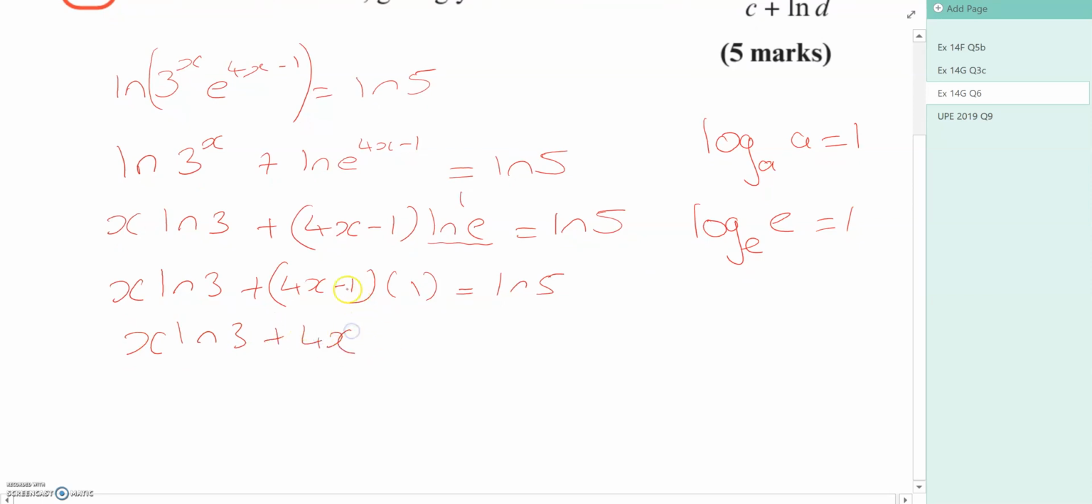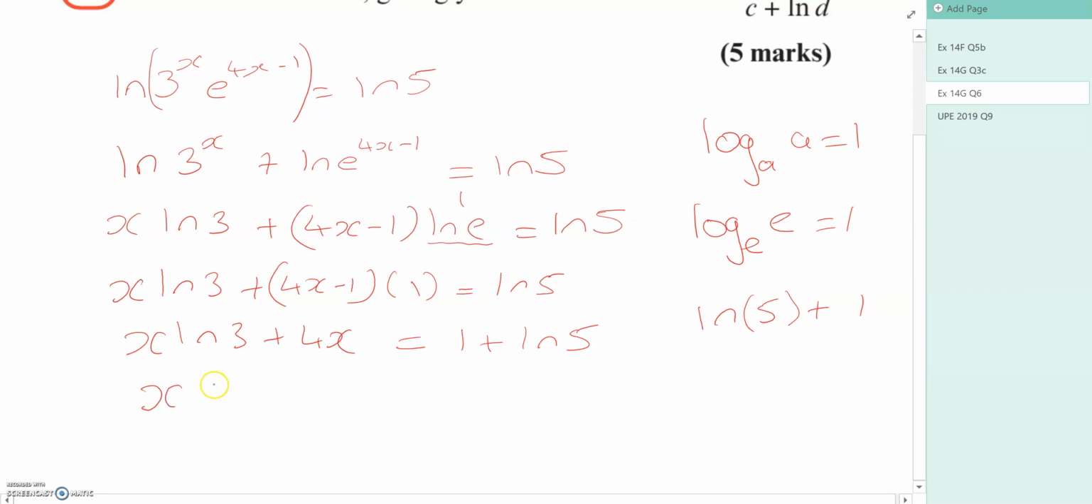I'm going to take the minus 1 to the other side. I'm going to write it as 1 plus ln 5. If you write it as ln 5 plus 1, it gets a bit confusing. So you write it a little bit separately, or put a bracket around the 5, so that you don't get confused. That's why I've written it as 1 plus ln 5.